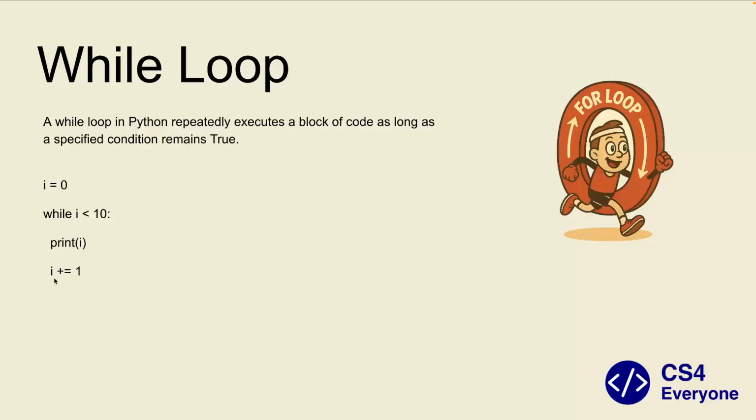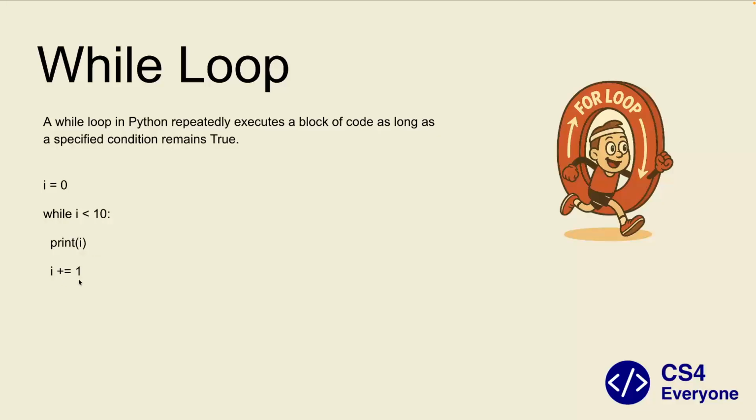Then here, i will become 4. 4 is less than 10, so 4 will be printed. Then here, i will become 5. 5 is less than 10, so 5 will be printed. Then here, i will become 6. Then here, 6 is less than 10, so 6 will be printed. Then this will become 7. So 7 is less than 10, 7 will be printed.